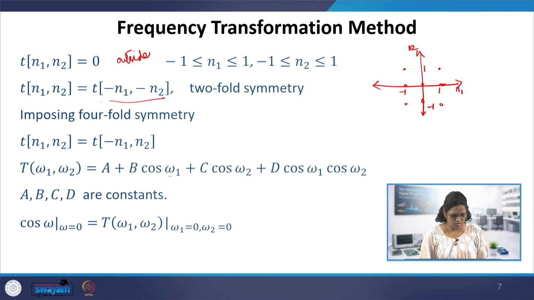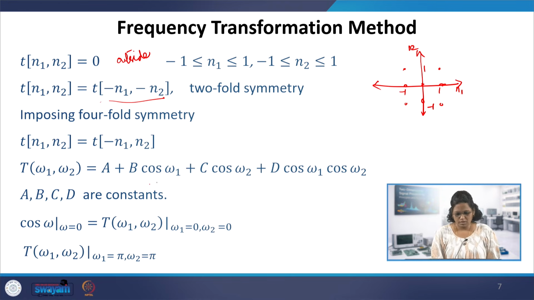So how do we get these constants? Now the generalized equation, we can take omega 1 and omega 2 for this particular region of support, and then make cos omega equal to T of omega 1 omega 2. But some condition needs to be imposed so that these constants can be found. If you put omega equal to 0, this becomes 1. So the whole equation is equal to 1, and at the same time it will be in terms of omega 1 and omega 2. To solve it, keep omega 1 and omega 2 also equal to 0. Then the equation reduces to 1 equal to a plus b plus c plus d.